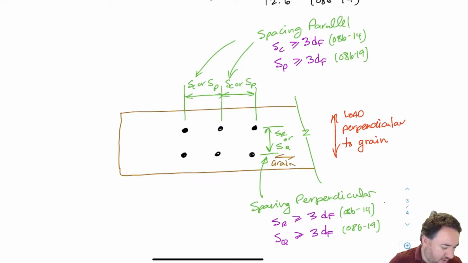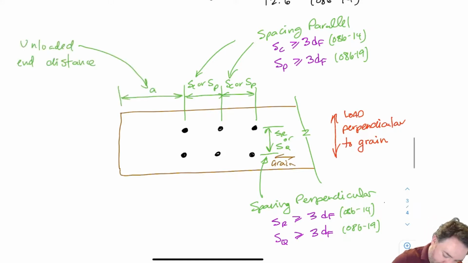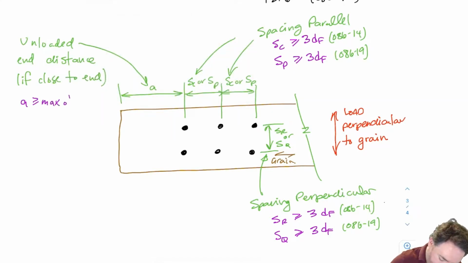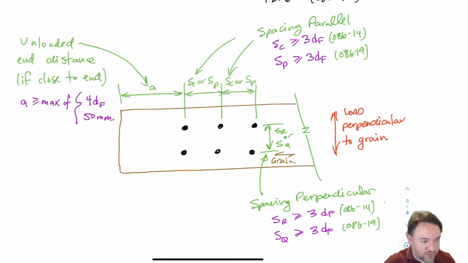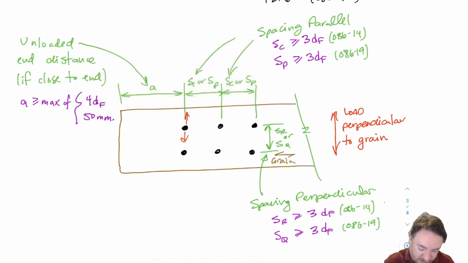Then we have our end distance. So this is always an unloaded end distance, because the bolts want to go either down like this or up like this in these cases. So they're not going towards the end of the member.